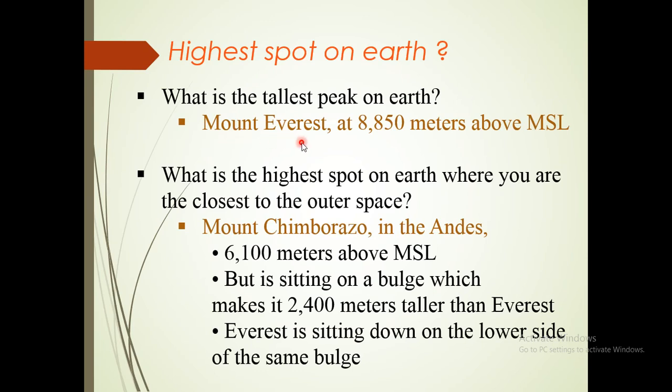So one of them is Mount Everest, 8,850 meters above mean sea level. So this is a very important statement, above mean sea level. And what does it mean? Kita akan tengok lagi. The highest spot, the one closer to outer space, is Mount Chimborazo dekat Andes, 6,100 meters above mean sea level, which is slightly lower than Mount Everest, but sitting on a bulge makes it 2,400 meters taller than Everest. Maybe from the point of view of mean sea level it is slightly lower, but because it's sitting on the bulge, from the center of the Earth dia adalah lagi closest to outer space.